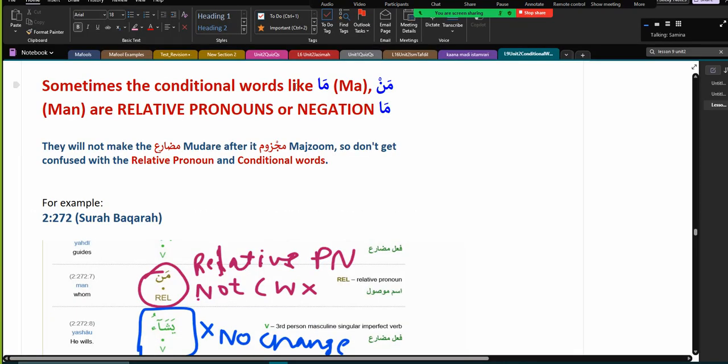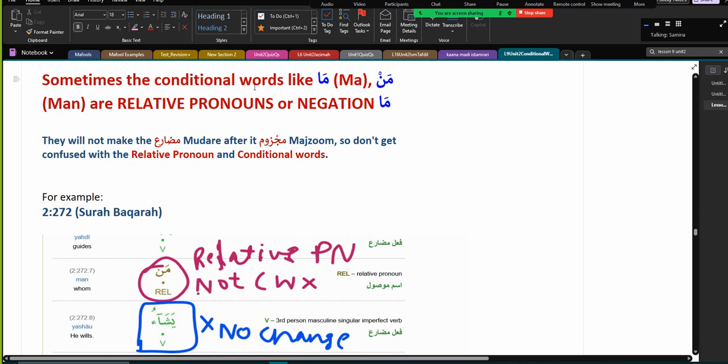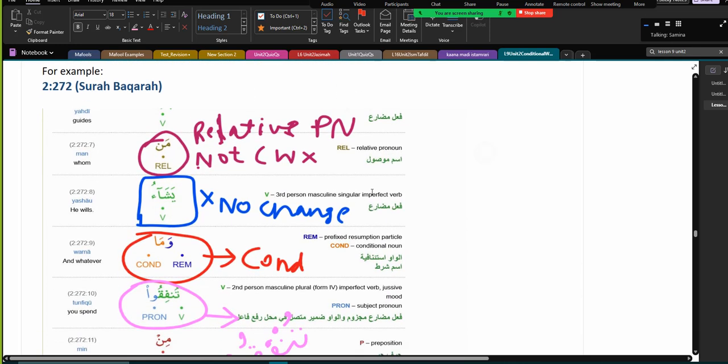Because sometimes the conditional words like ma and man are relative pronouns, ism mausul, or negation ma. So they will not make the mudare after it majzoom. So you should not get confused with the relative pronoun which we learned in unit 1 and the conditional words. Let's take Surah Baqarah.